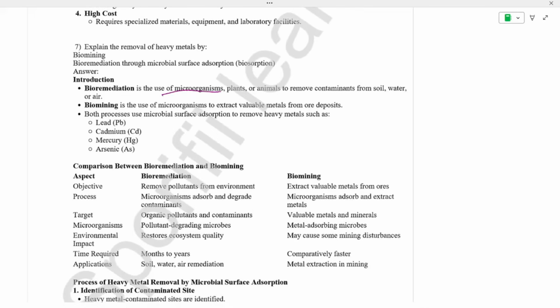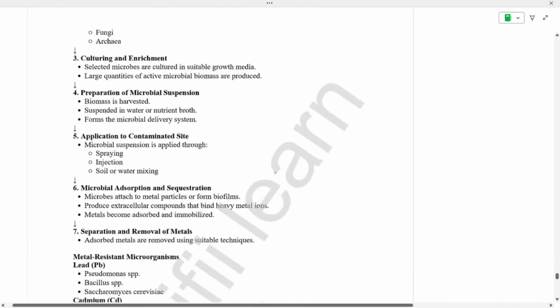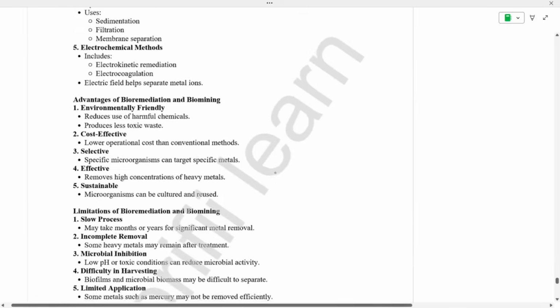Bioremediation is nothing but the use of microorganisms, plants and animals in order to remove contaminants from soil, water or air. Biomining extracts valuable metals from the ore deposits, such as lead, cadmium, mercury and arsenic. Next, that's all. I hope you have understood everything.